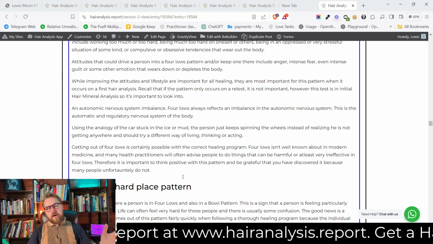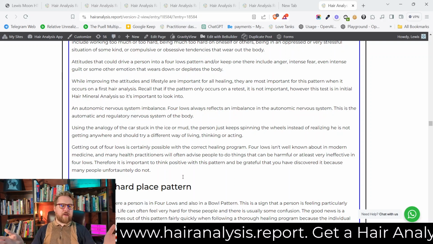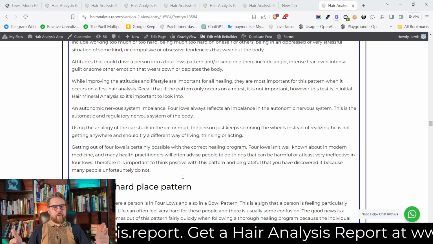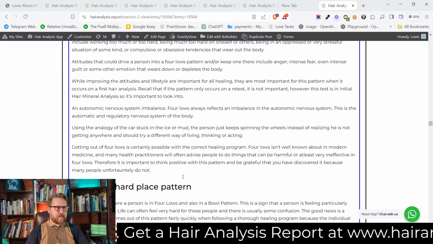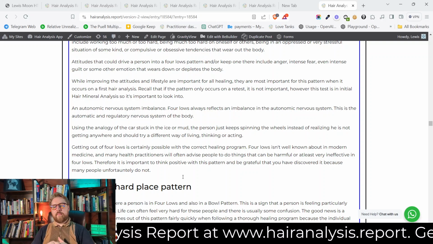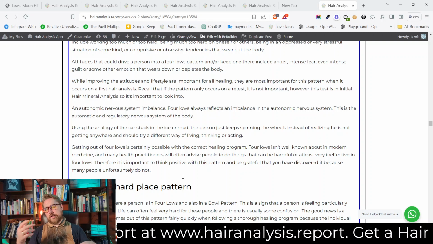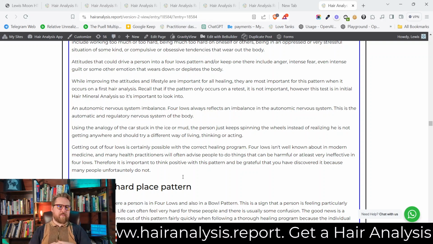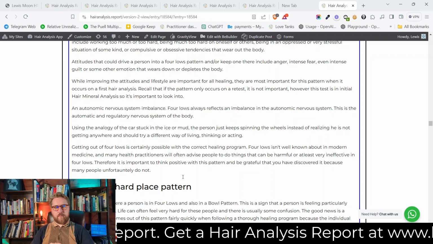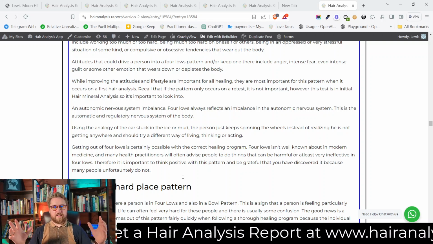Alright, so there are some more advanced patterns. We do have an advanced report coming out on the hair test on the hairanalysis.report soon. These patterns are not talked about mainstream. They are much deeper, sort of research patterns, etc. So I'm not going to go into them too much. But that's everything.